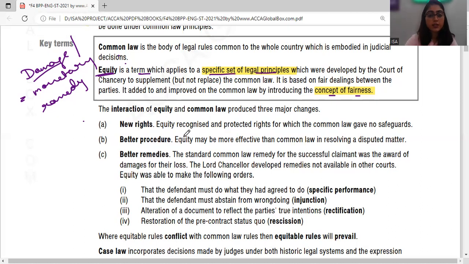Okay, so what are they trying to say? So what do you think? Are these the things which you explained to us in other words, I guess. Okay, the first change, the new rights.